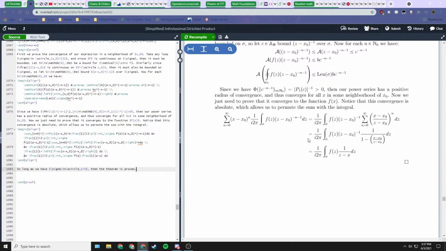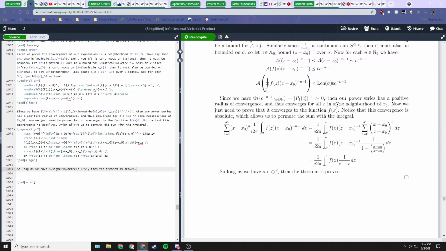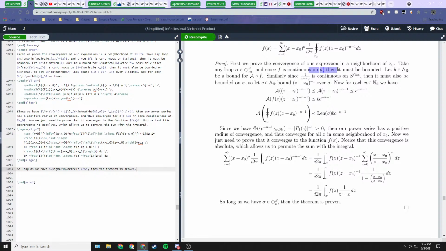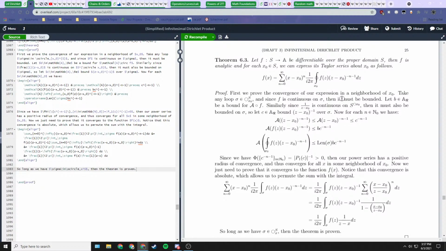The problem now is we actually have to prove that there will be a neighborhood of x such that there will be a neighborhood about x0. So if we have a given contour sigma, there will actually be a neighborhood about the point x0 such that this power series applies.